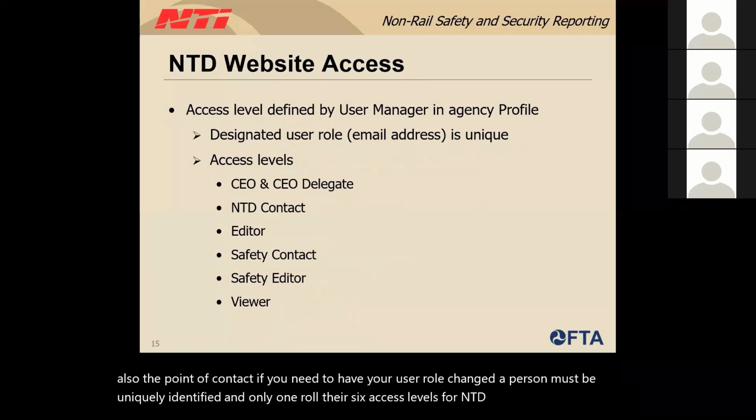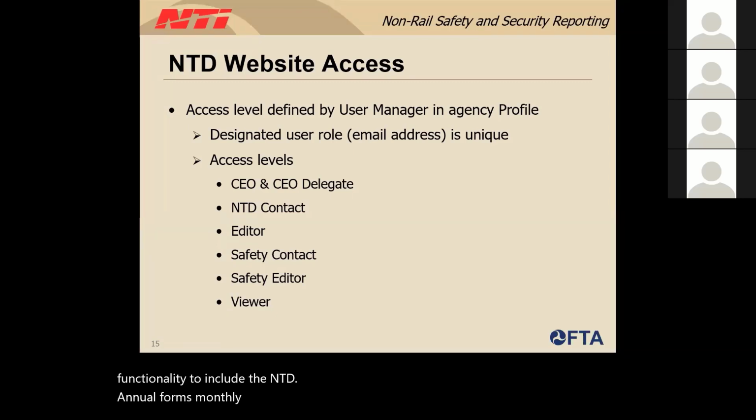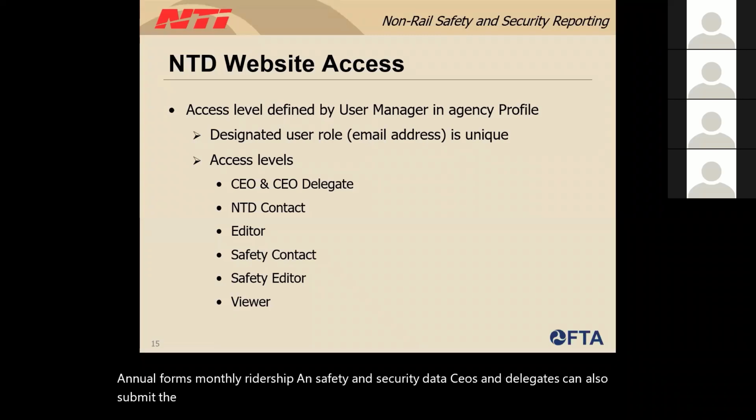The CEO delegate, NTD contact, and editor have the highest levels of access and full functionality to include the NTD annual forms, monthly ridership, and safety and security data. CEOs and delegates can also submit the agency's certification forms as well.